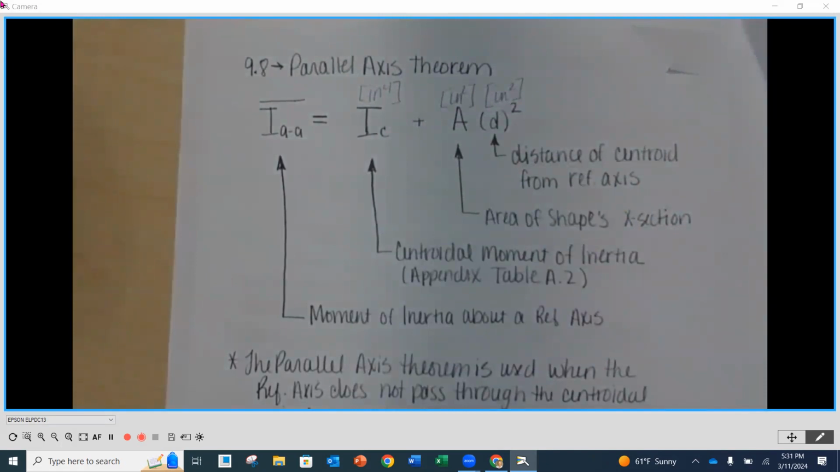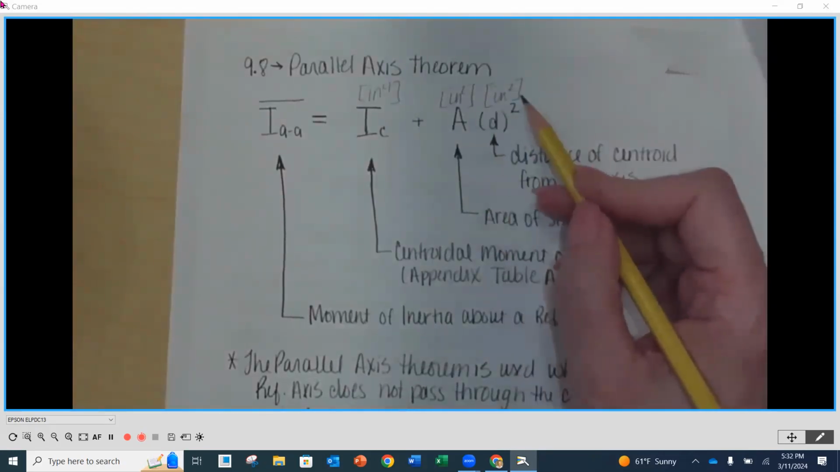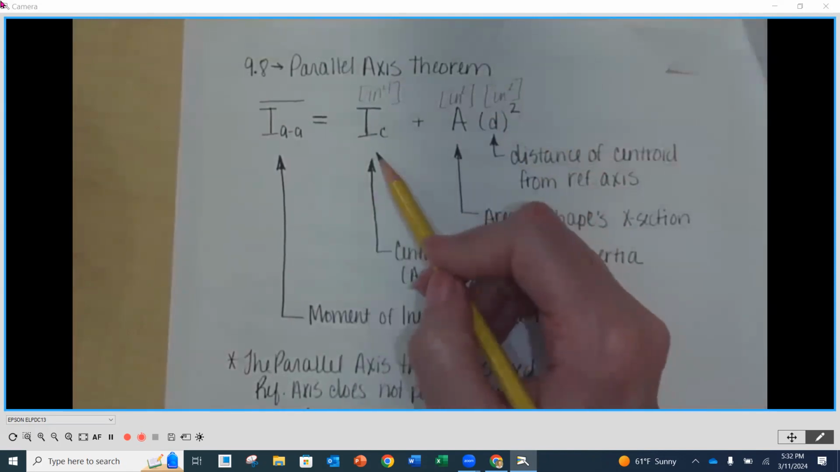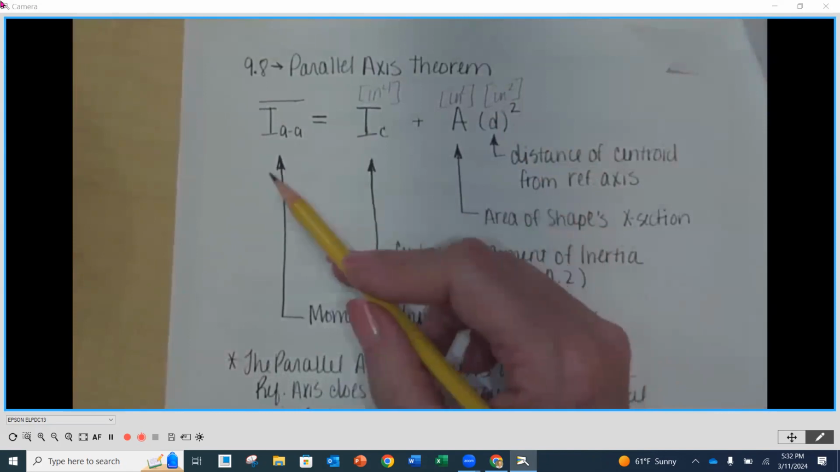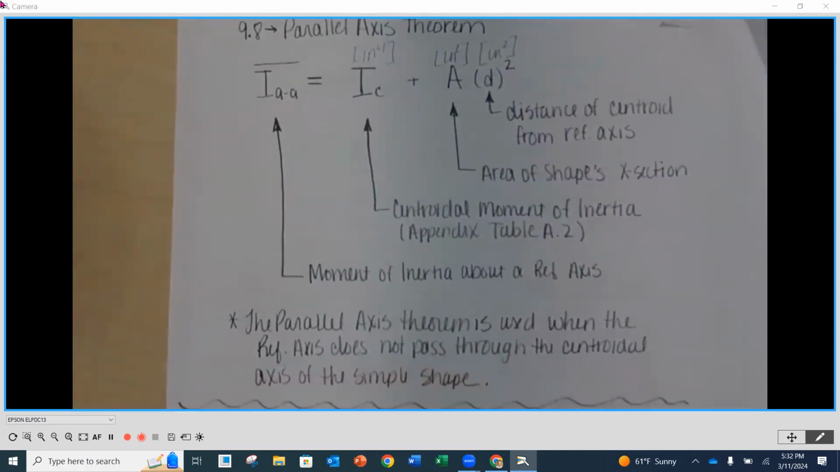All right. Now, when the axis goes through the centroid, this distance goes to 0, and then we don't have to worry about it. Then your moment of inertia, if the reference axis goes through the centroid of the shape, then these two are equal. Okay, and we'll see some instances of that as well, but we'll always have a drawing and we'll be able to identify when it's appropriate.